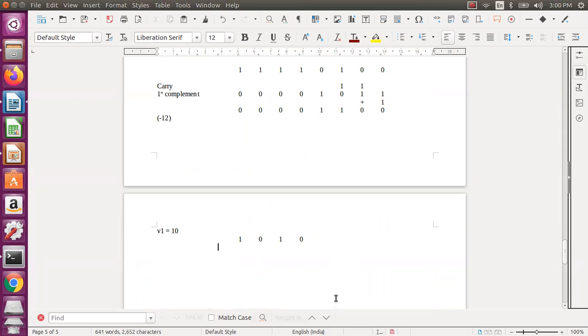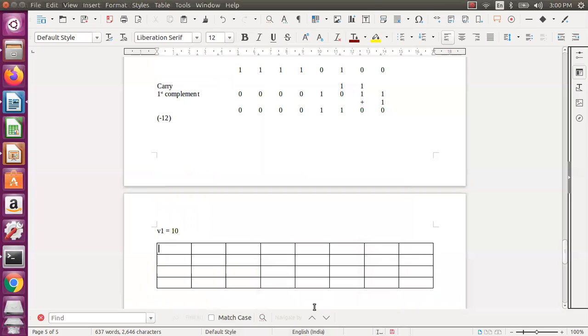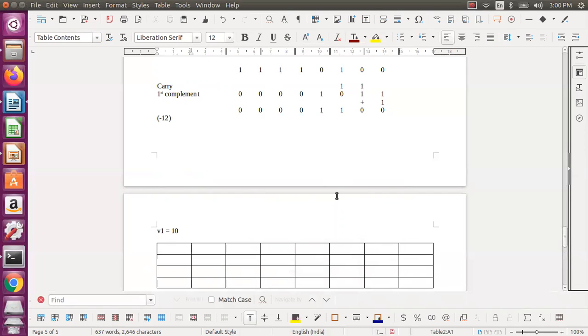Now if you have to left shift, maybe I will take, it is not convenient, let us take columns, let us take 8, and rows, maybe we will use them or not, but let's take 4. Okay, so now let us assume I have 0 0 0 0 1 0 1 0, so this is the value 10, so 2 plus 8 is 10.